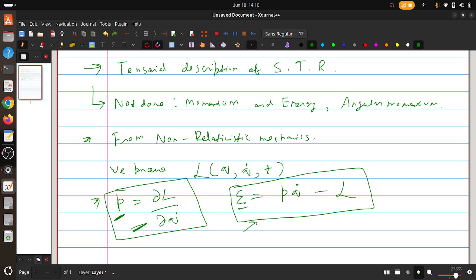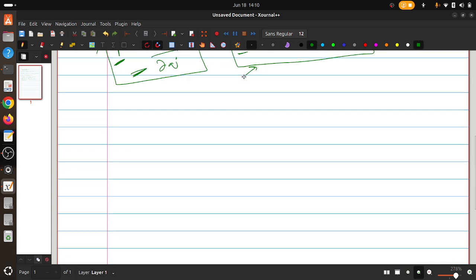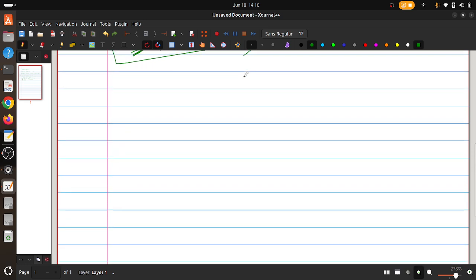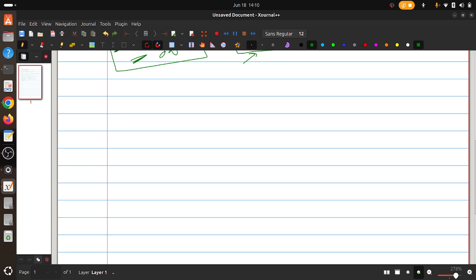But the point is, we do not really know what the Lagrangian is. So first we have to form the Lagrangian to achieve our goals. That's why we have to do the relativistic Lagrangian. Let us give a little thought to what our relativistic Lagrangian could be.